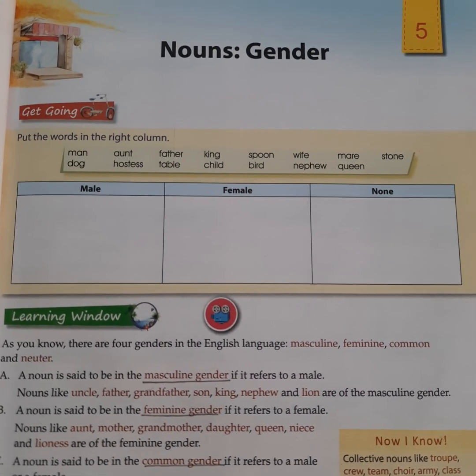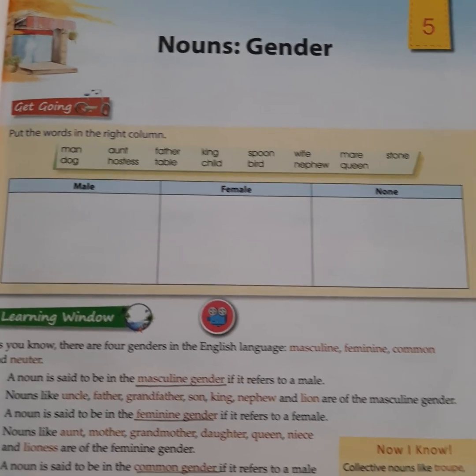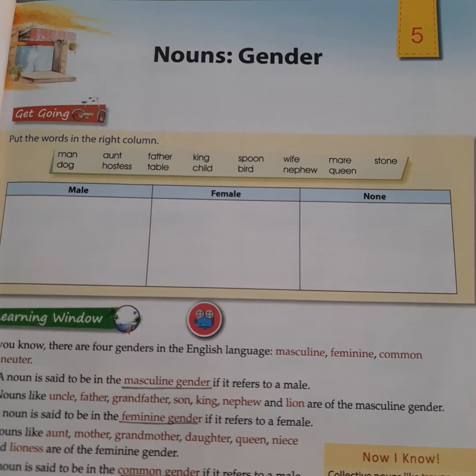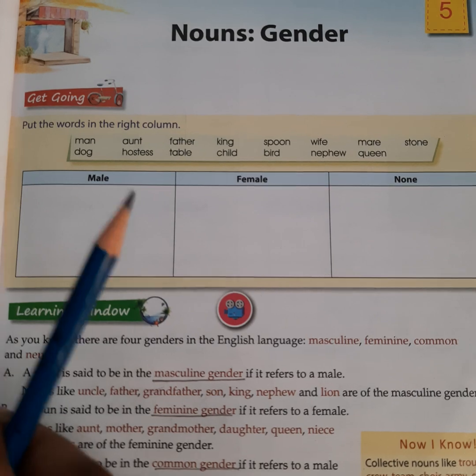Well, this is grade 6, your English grammar book, and today we have to start a new chapter. Okay, we're going to learn about a new chapter, which is on page number 29, chapter number 5, nouns, genders. So let's start reading from here.